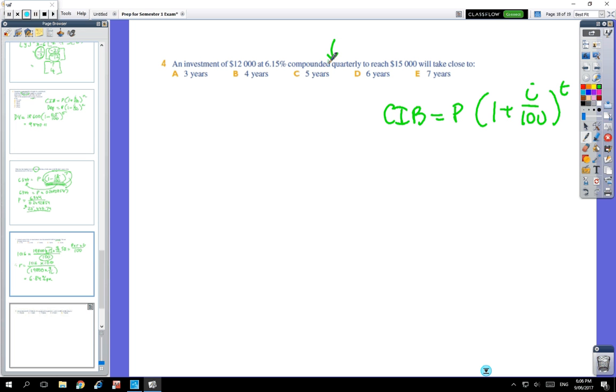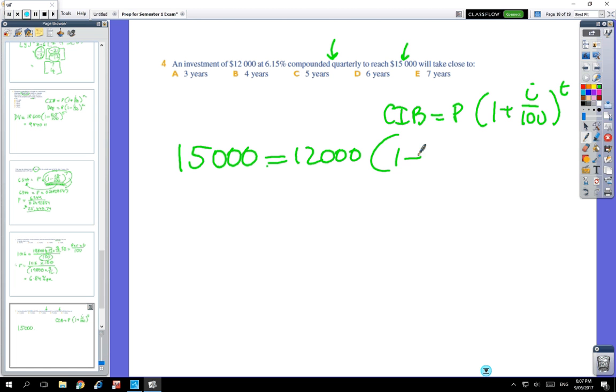So this one's again hard. I think this was probably put in accidentally, as it might be a little bit too hard, but let's see how we go. Okay, so we've got to get to $15,000, and we started with, equals, not times, $12,000 times 1 plus the interest rate, which is 6.15 per annum, but we're compounding quarterly, so we divide by 4.